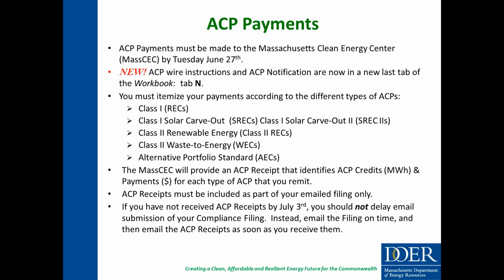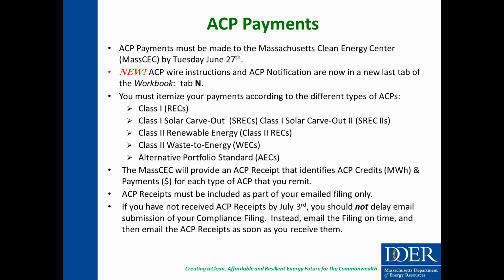It'll show you what your ACP is for each of the classes, and it'll show that to the Mass CEC. So when your wired ACP payment comes in, they'll know how to divvy up the dollars among those different classes, and they give you the right receipts.